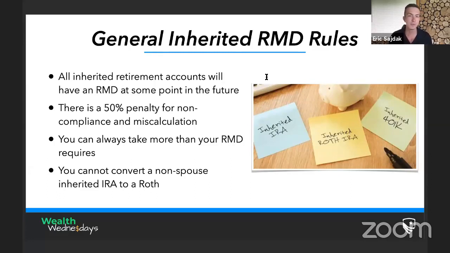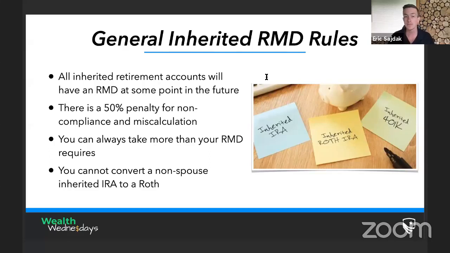There is a 50% penalty for non-compliance or miscalculation. So let's say in a given year, you have to take a $10,000 RMD from your retirement assets, and let's say you only take a $5,000 RMD. Well, you're essentially off by $5,000, and so you're going to owe a penalty, 50% of that miscalculation, as a tax. In that scenario, $2,500. So there is a steep penalty for non-compliance and miscalculation, and we need to make sure we're getting that RMD right each and every year.